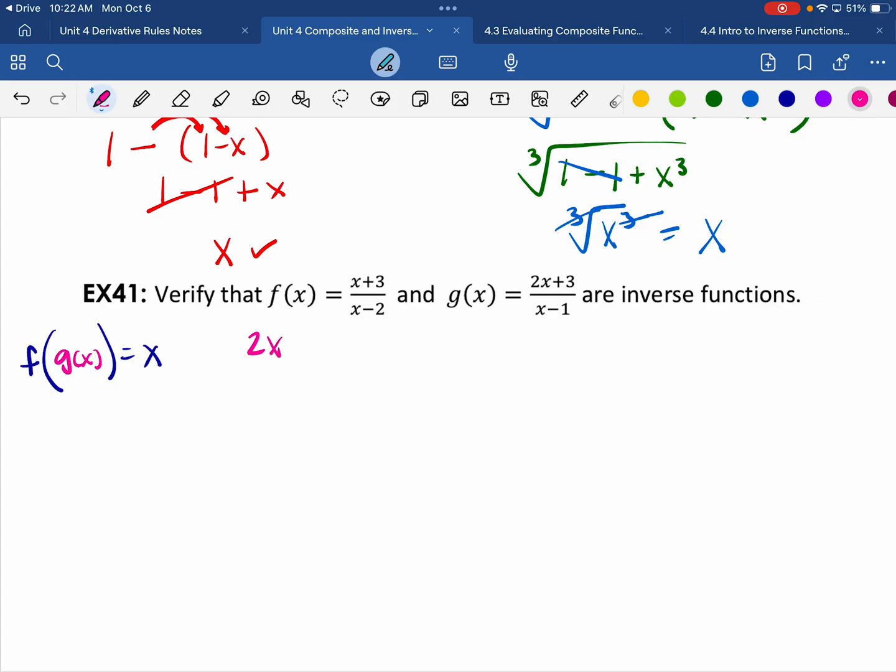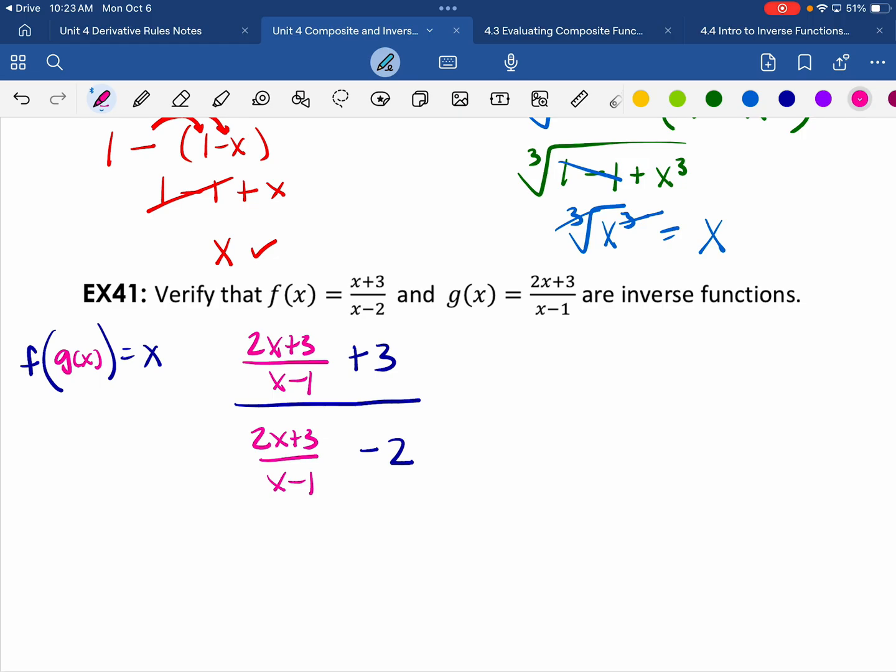So I have (2x plus 3) over (x minus 1), plus 3 still on the outside, and then (2x plus 3) over (x minus 1), and then minus 2. This big guy right here is replacing these two x's with that fraction. Does that make sense? It's not hard, just write neat.